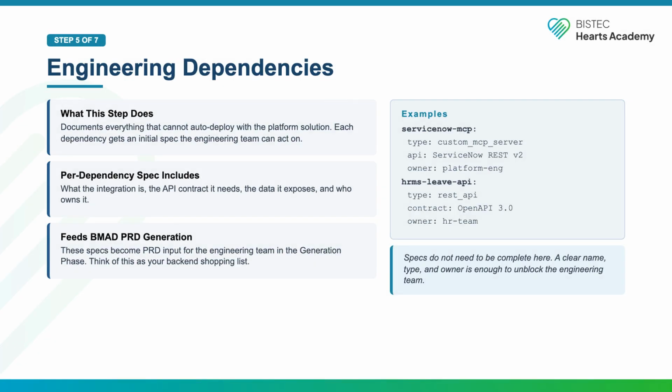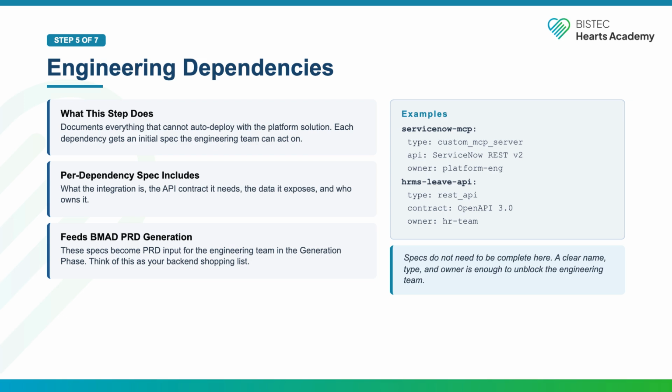Step 5 formalizes every capability you classified as an engineering dependency in Step 3. This is where you turn a classification into a buildable spec. For each engineering dependency, you document 4 things: what the integration is, the API contract it needs, the data it exposes or consumes, and who owns building and maintaining it.